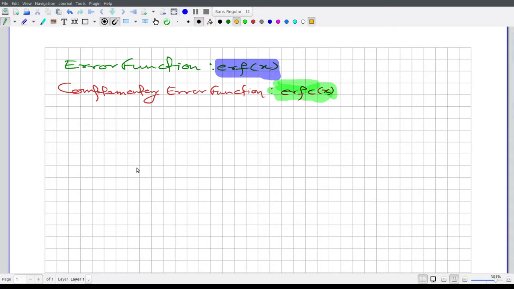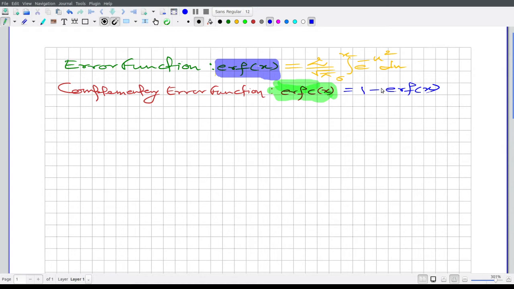We will try to cover the error function and the complementary error function using mathematics. Okay. So first we have to know the basic definition of the error function. The basic definition of the error function is simply 2 by root pi, integral from 0 to x, e to the power minus u square du, and the complementary error function is 1 minus erf of x.